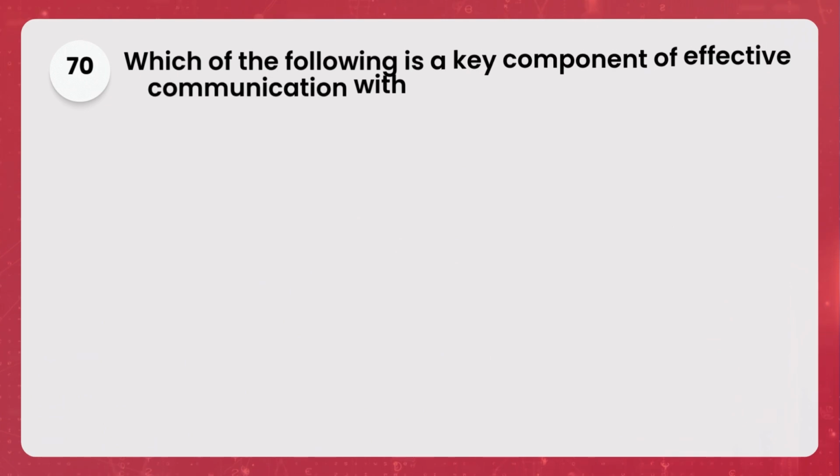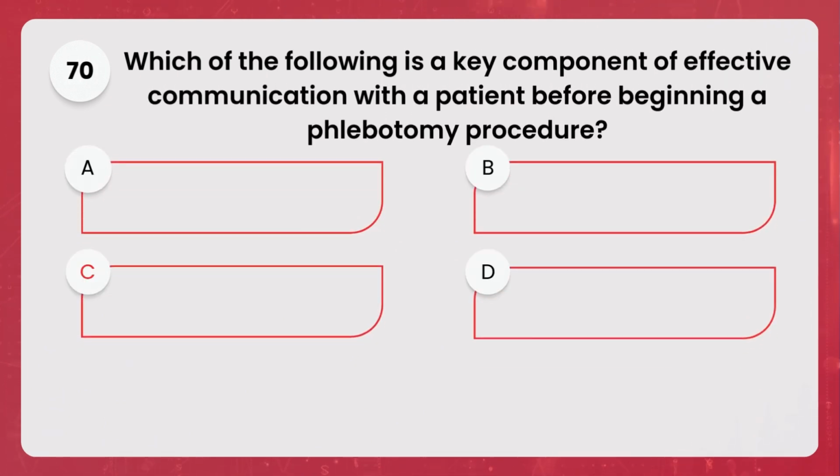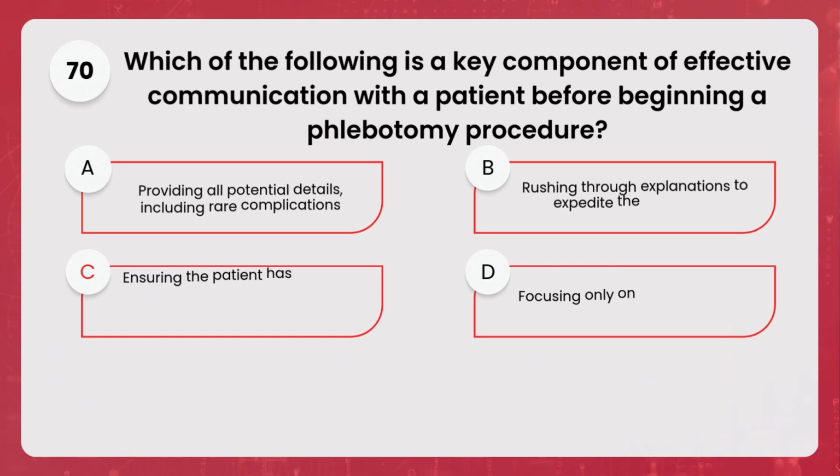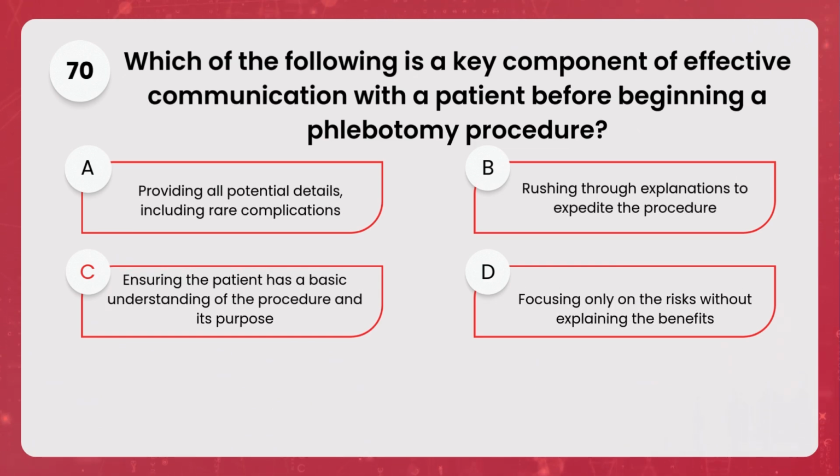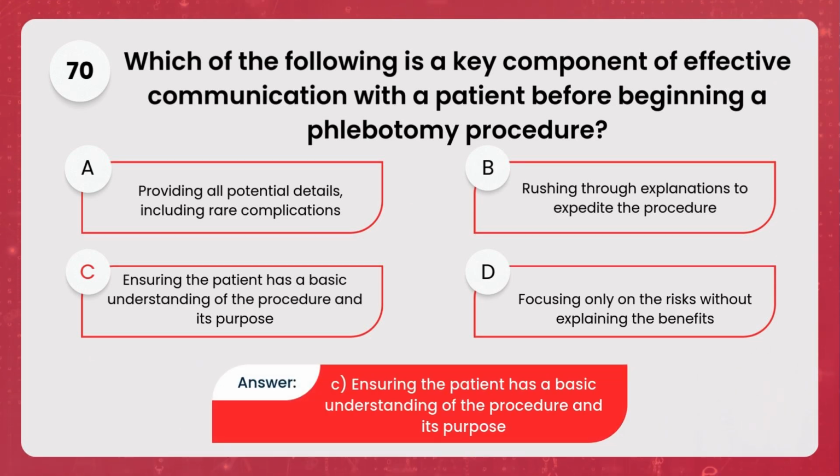Number 70. Which of the following is a key component of effective communication with a patient before beginning a phlebotomy procedure? A. Providing all potential details, including rare complications. B. Rushing through explanations to expedite the procedure. C. Ensuring the patient has a basic understanding of the procedure and its purpose. Or D. Focusing only on the risks without explaining the benefits. The answer is C. Ensuring the patient has a basic understanding of the procedure and its purpose.